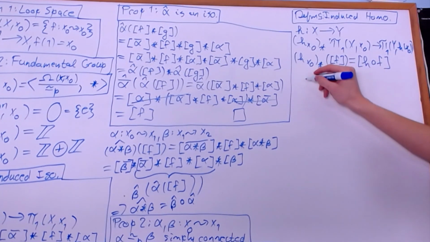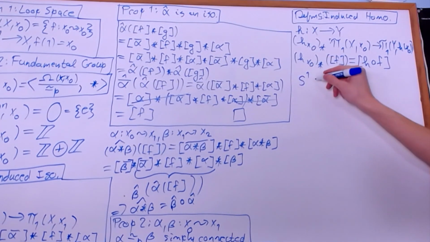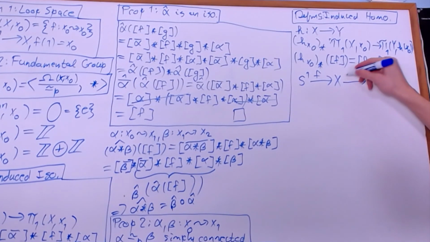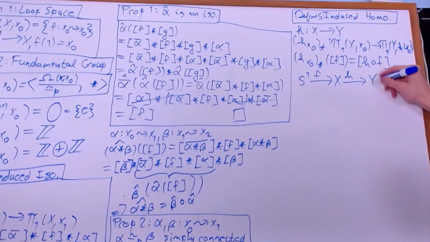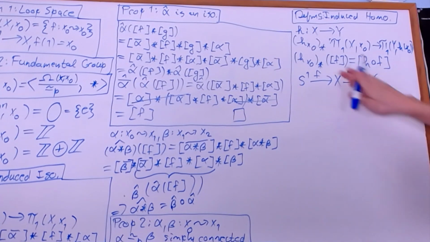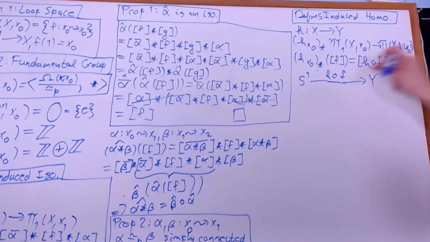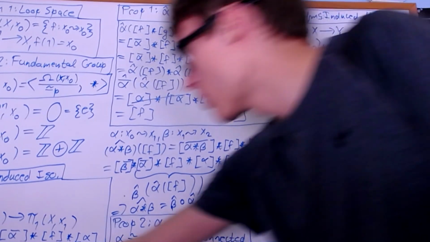Because remember, F as a loop can be viewed as a map from S1 into X, and H a map from X into Y. And so when you compose them, when you do H composed F, you get a map from S1 into Y, and that's a loop. And because F has a base point at x0, that means H composed F will have a base point at H of x0. And so everything works out.